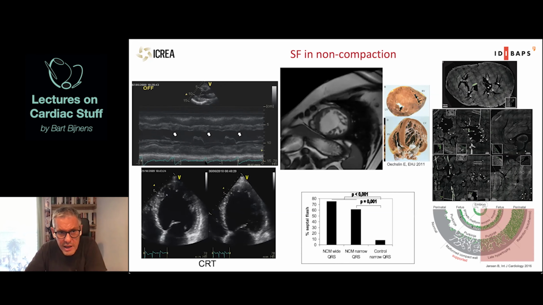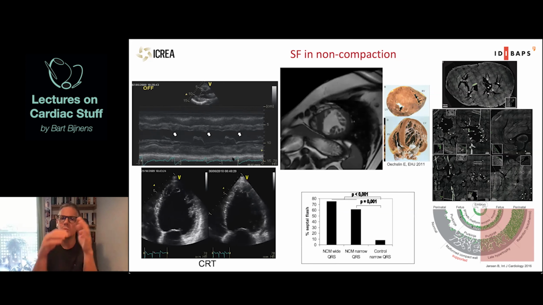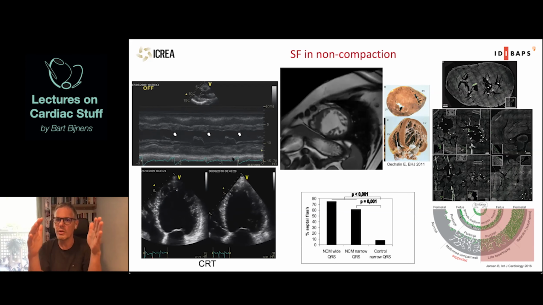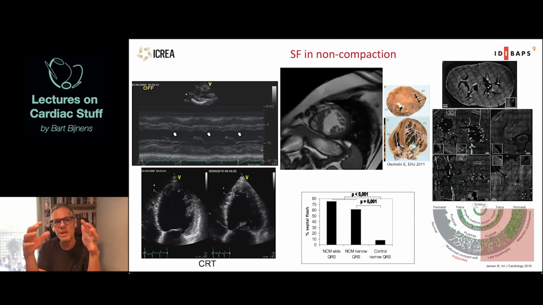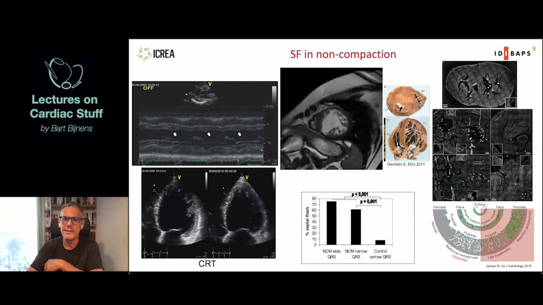Now, very often you might have a little bit of a prolonged QRS complex, but you don't see the typical very broad complexes that you see in left bundle branch block. So what will be the reason for this kind of abnormality?